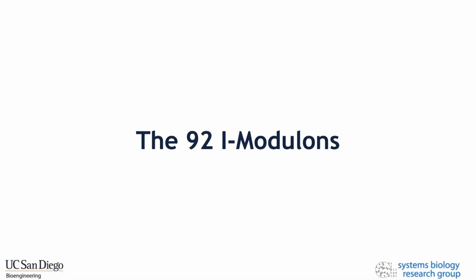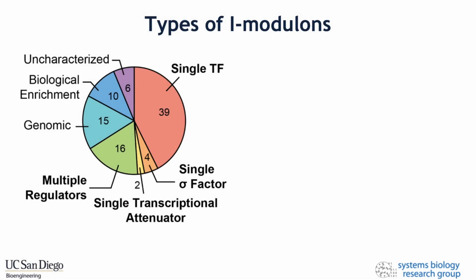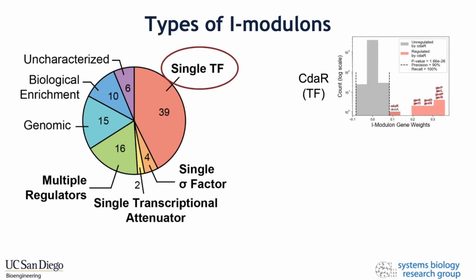So now I'll talk about the 92 iModulons we get when we apply ICA to our precise expression compendium for E. coli. So we split the iModulons into different types. Most iModulons correspond to a single transcription factor. As you can see here, all of the genes in the CDAR iModulon, well, all of them except for one, are regulated by CDAR.